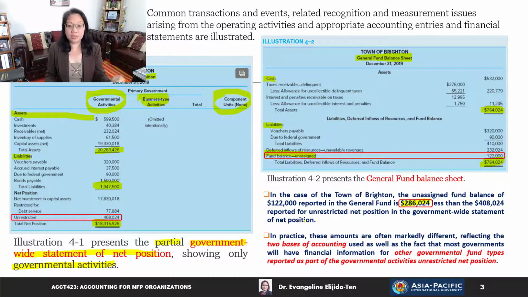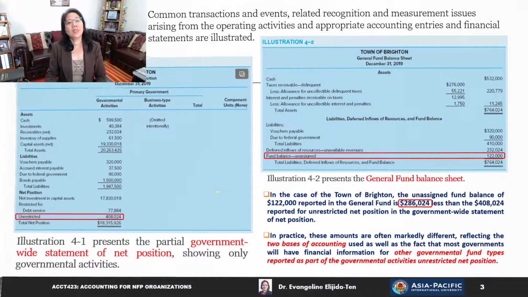Mainly because of two reasons that I can cite at the outset. Number one is that these two statements are prepared using different accounting bases. The governmental-wide financial reports are prepared using the accrual accounting basis, whilst the funds are actually prepared using the modified accrual accounting basis. Another reason, other governmental fund types reported as part of the governmental activities here in the statement of net position may not necessarily be included in the general fund balance sheet's unassigned fund balance.